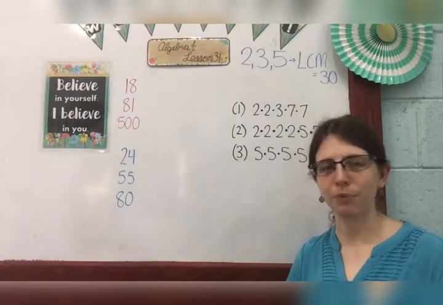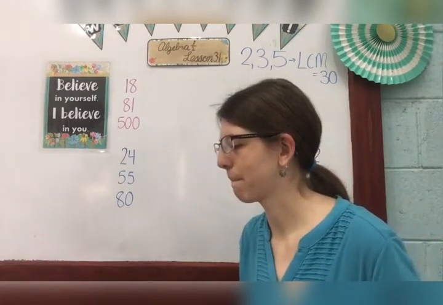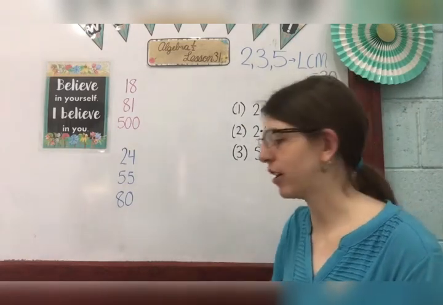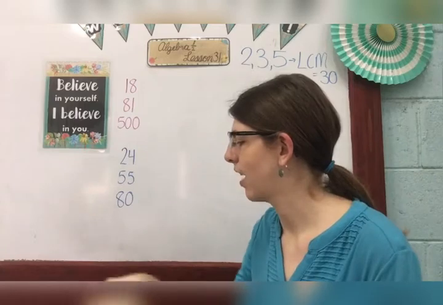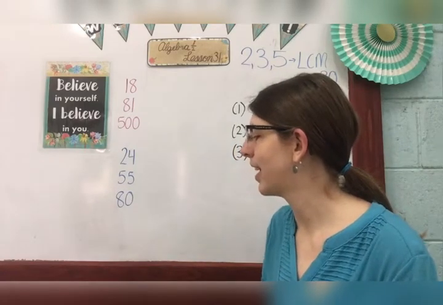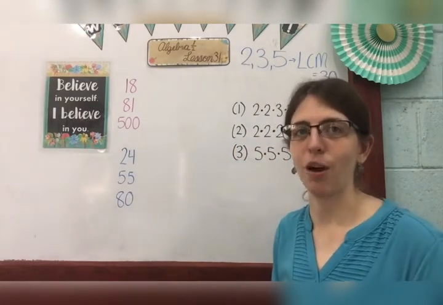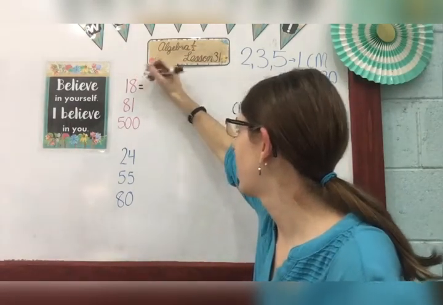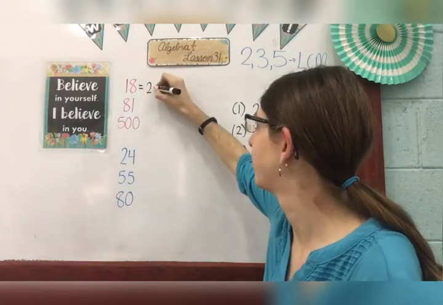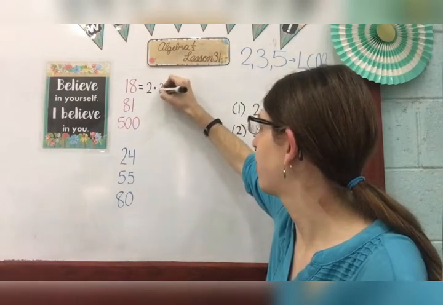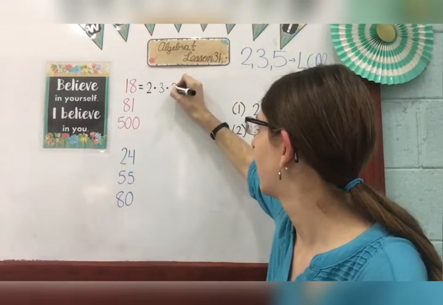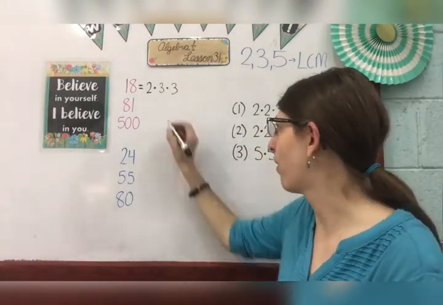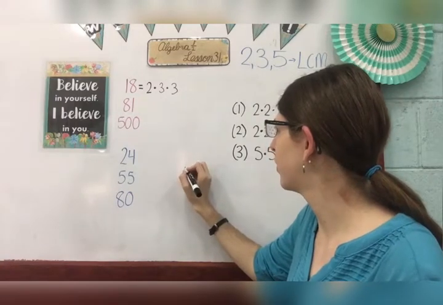Okay, let me show you. For 18, 81, and 500, I'm going to start by writing them out as products of their prime factors. The prime factors of 18, the first one is 2, then 3, then 3. If you can't do that in your head, go ahead and write it out. I'll show you with 81.